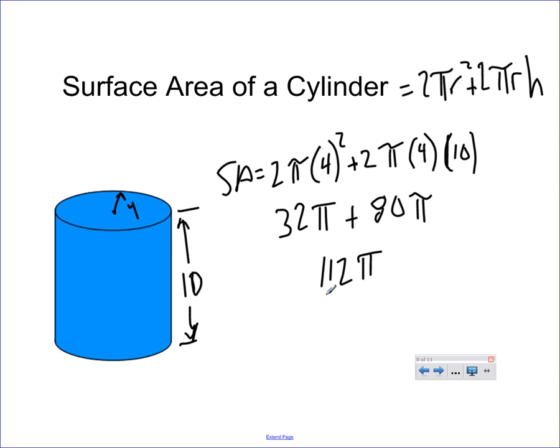And with a calculator we can figure out what that actually turns out to be. And it would be something in, say, inches squared if this was a 10 inch and these were inches. Okay? So that's it.